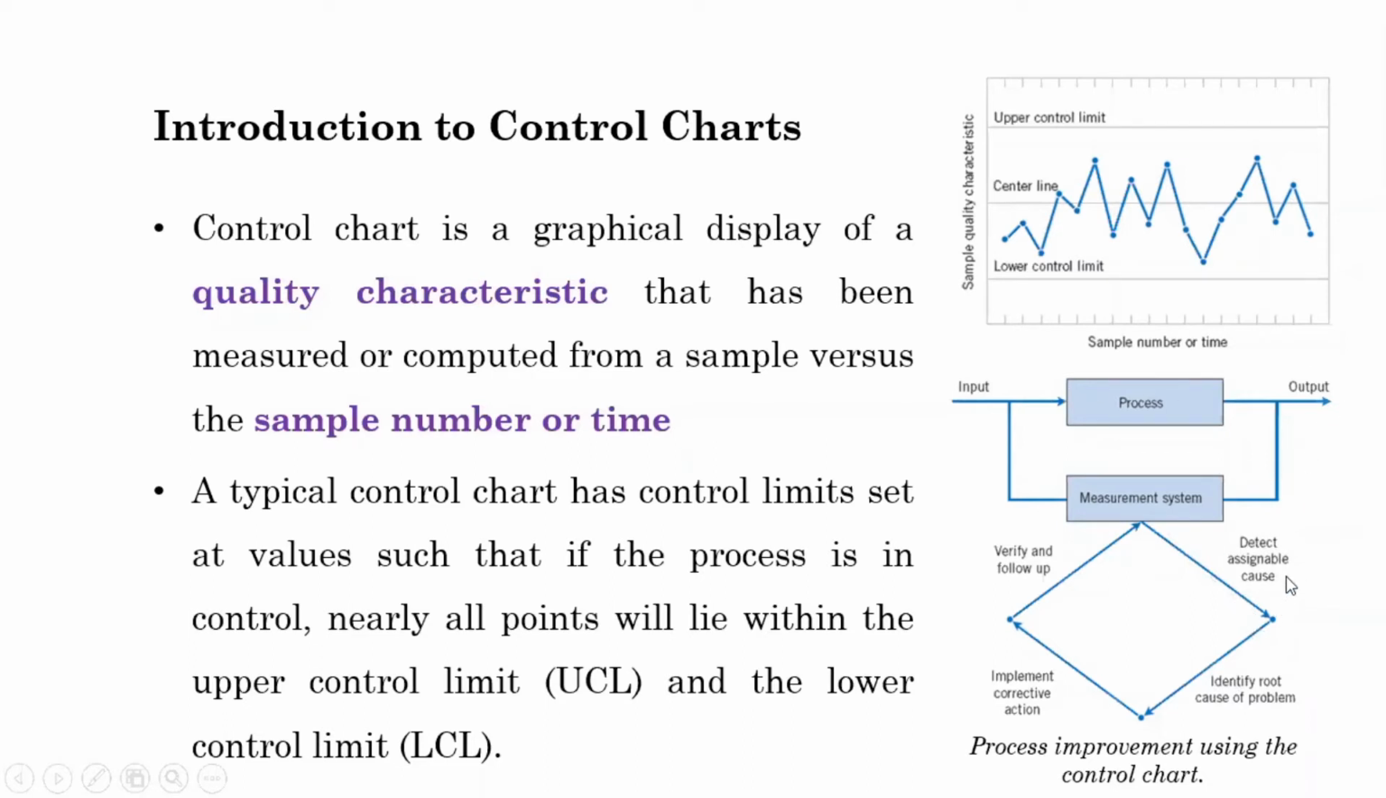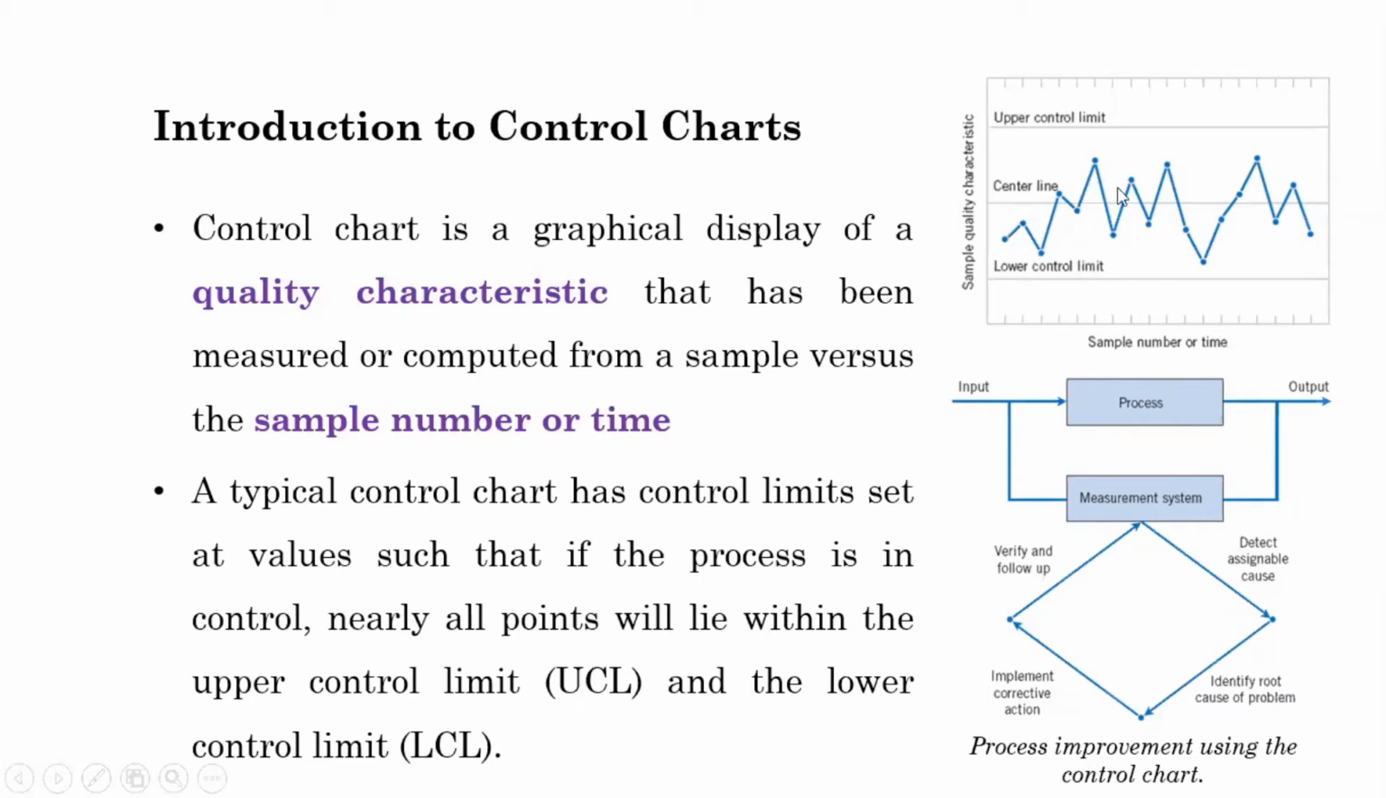But whenever you detect an assignable cause, then you identify the root cause of the problem. Then you implement corrective action for the root cause, and verify whether the problem is solved. If it is solved, then the process will continue, and we would make sure that the process is working under a normal condition. So we say that in general terms, we'll go to the details of the rules later on, but in general terms, as long as you don't have any point below the lower control limit or above the upper control limit, we say that a process is working normally.